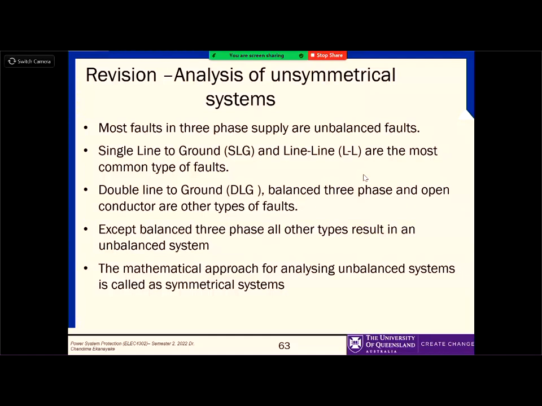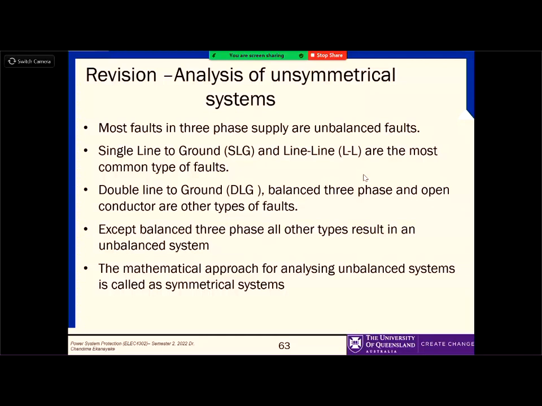To study that sort of system, we need to introduce some mathematical models, right? It's not something realistic that appears in the system, but you can model the system in a way that you can study the unsymmetrical things as symmetrical ones. That is why it is important to look at it as a symmetrical one, because if the system is symmetrical, then you don't have to go through those three phases. You can represent them in one phase, right? So it is the way that we do the symmetrical analysis.